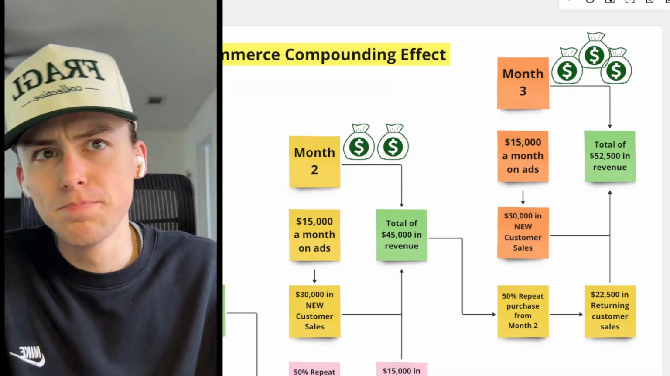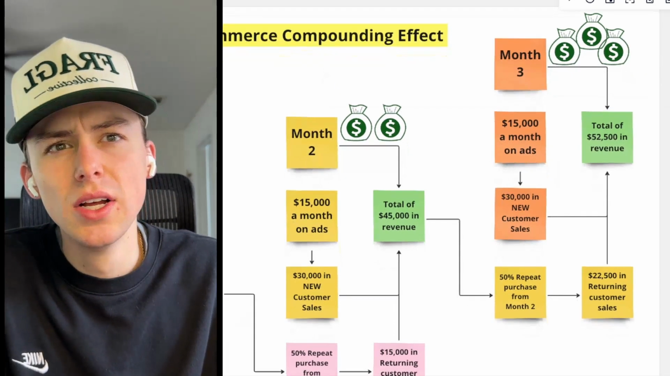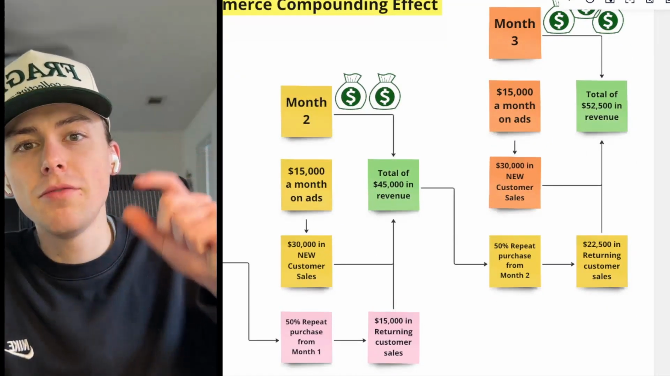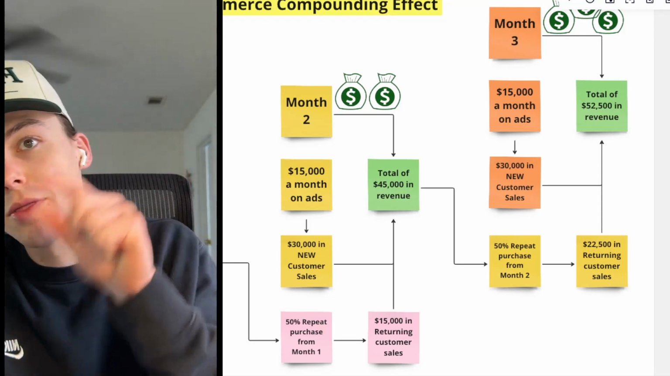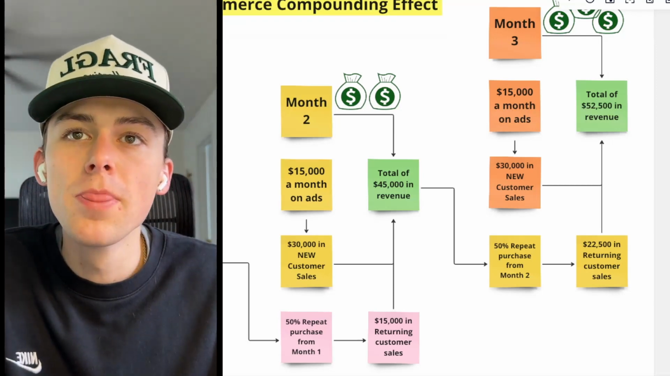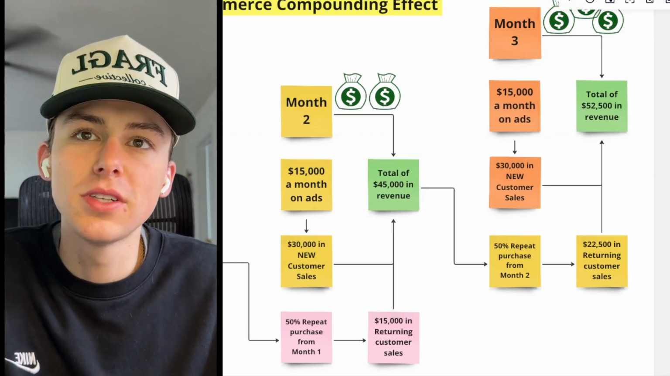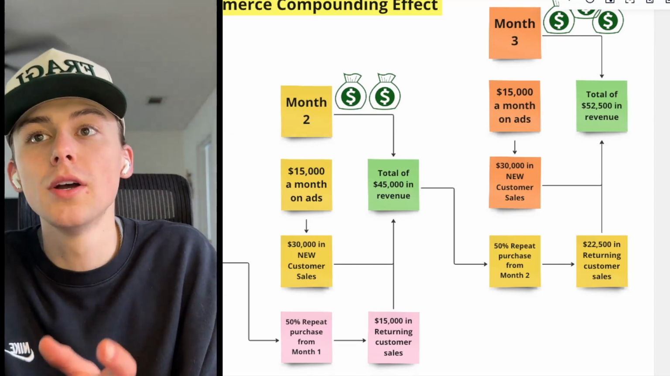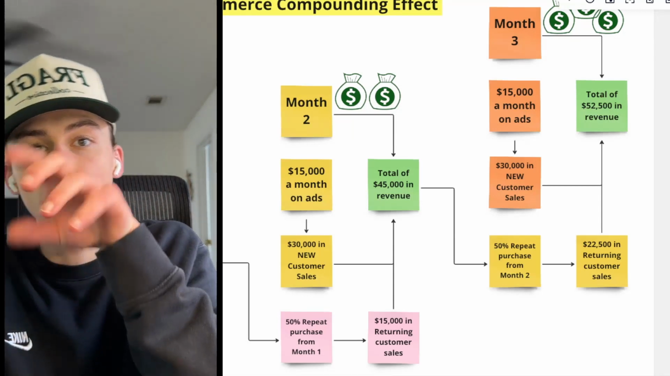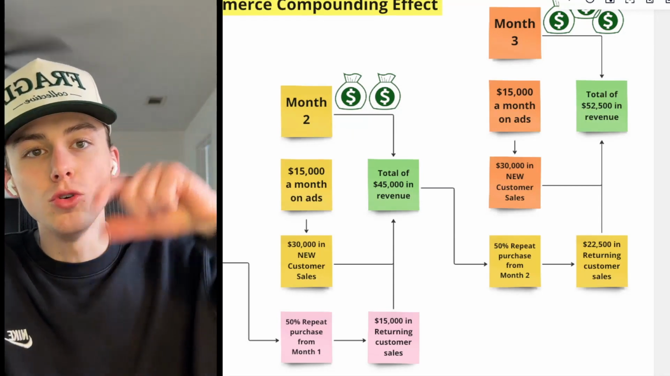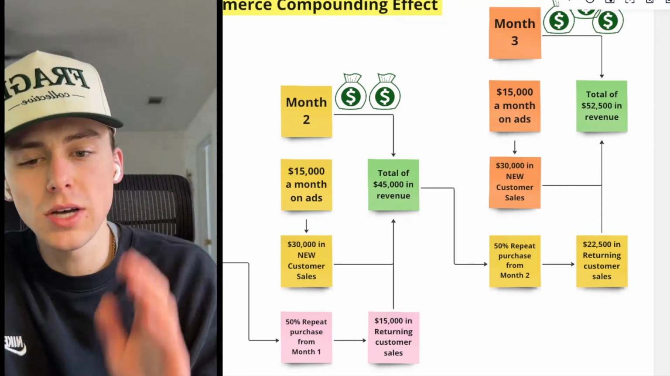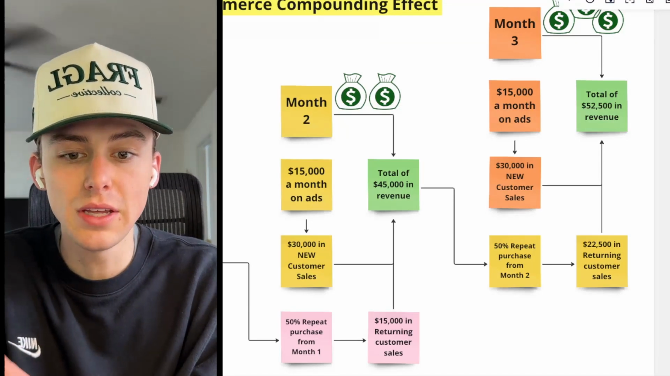So month three, the same $15,000 on ads, bringing the same $30,000 in new customer sales. But now 50% of the people in month two are purchasing again. So 50% of 45,000 is 22.5. Those are people who purchased, and 50% of those people from month two that you've acquired, whether they came from month one ads and repeat purchased again, or whether they came in month two and are repeat purchasing in month three, you are generating $22,500 in extra revenue that month on top of the $30,000 that you got from your 15K in ad spend.